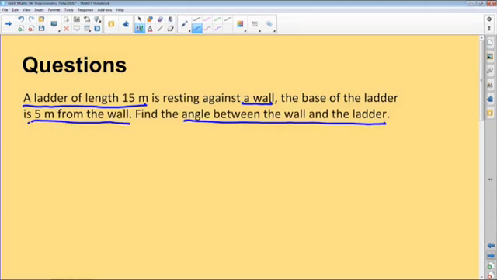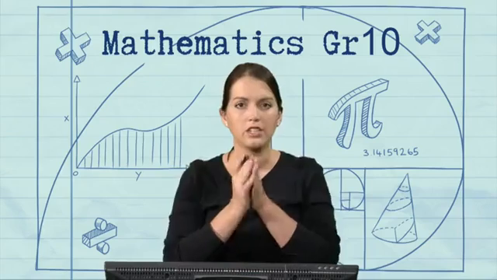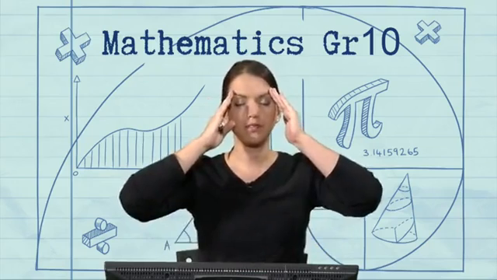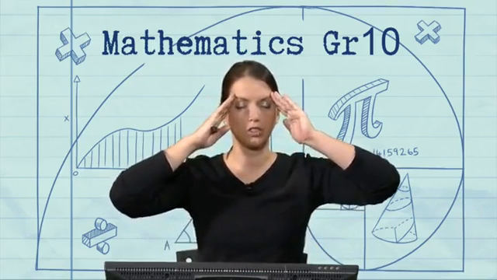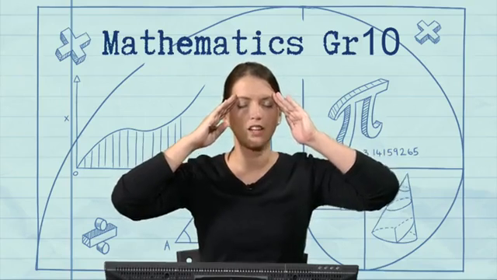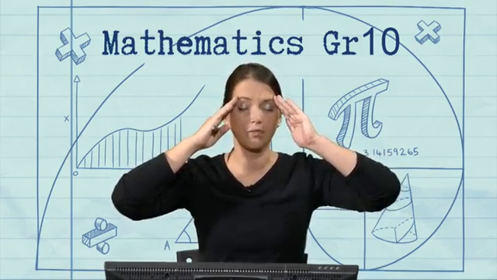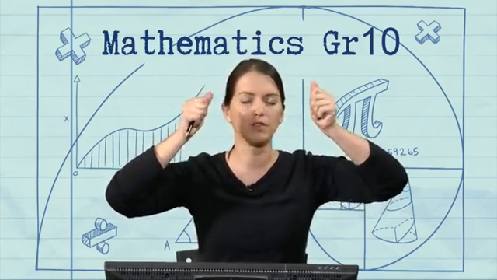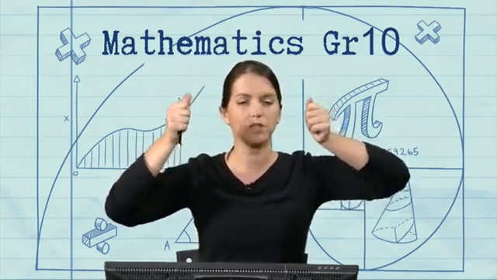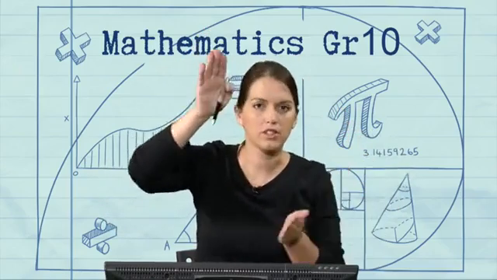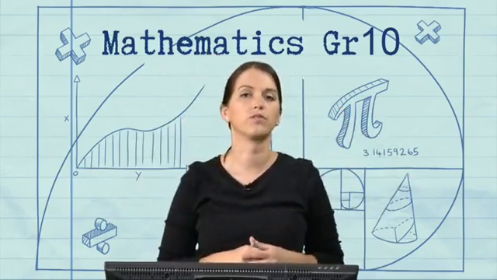Okay, grade 10s, the first step in this question is to picture what is happening. So close your eyes. Have you got them closed? Good. Now I want you to picture a ladder that is 15 meters long or in length. Now I want you to picture carrying this ladder to a wall, but stopping 5 meters before the wall and then dropping the ladder so that it leans against this wall.